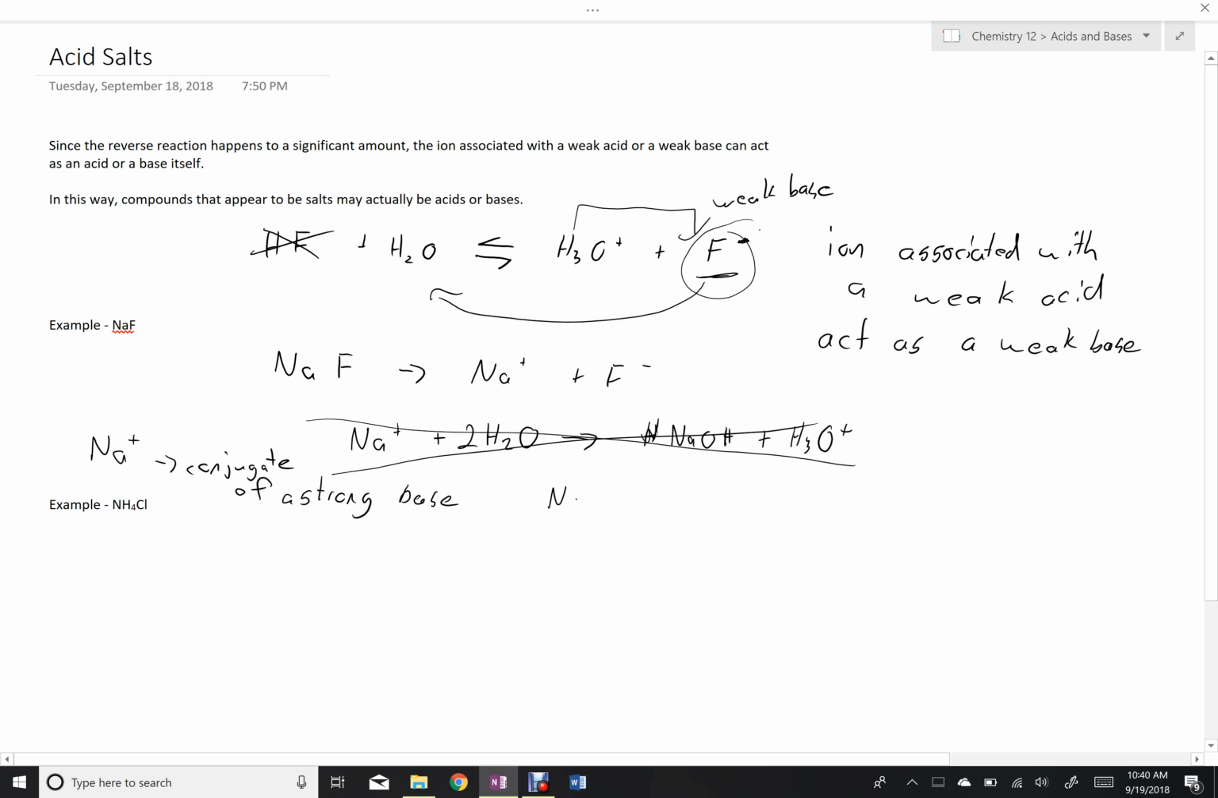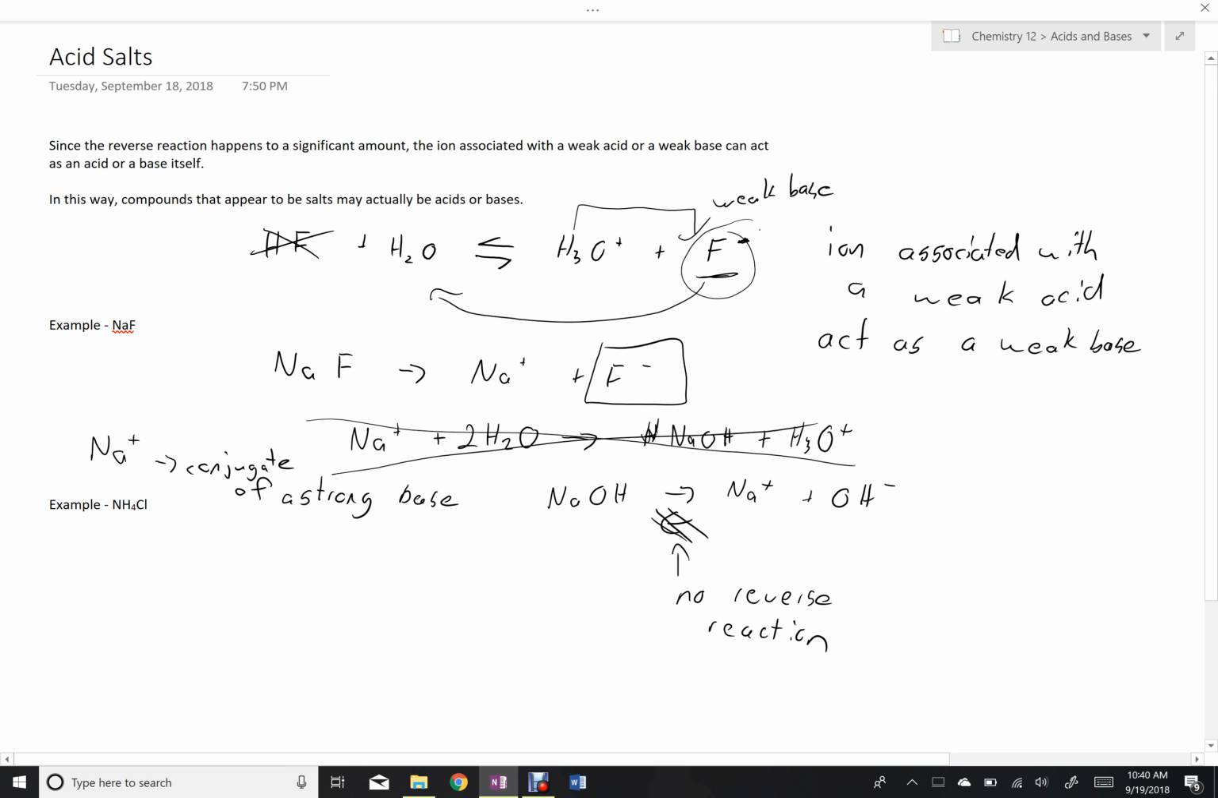That means if you put sodium hydroxide in water, it all dissociates to form sodium and hydroxide, and so the reverse reaction doesn't happen. So what I'm talking about in this video doesn't happen with the conjugates of strong things. It only happens with the conjugates of weak things, which brings us to our fluoride.